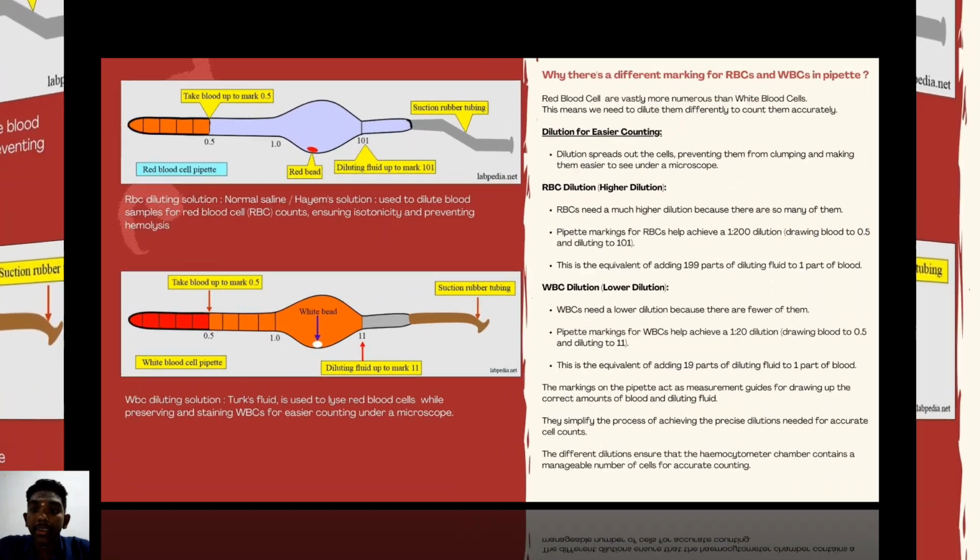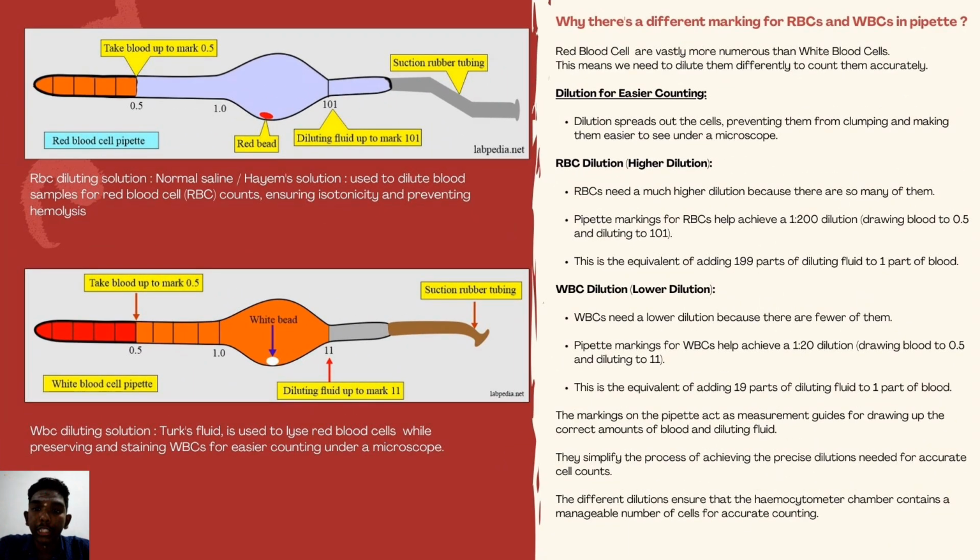chamber. Before I further explain the improved Neubauer chamber counting, I would like to give some information regarding RBC and WBC pipette marking, what their role is in the hemacytometer, and what diluting solution we usually use for the hemacytometer. Firstly, for RBC, our marking will be until 101, while for WBC we should mark until 11.